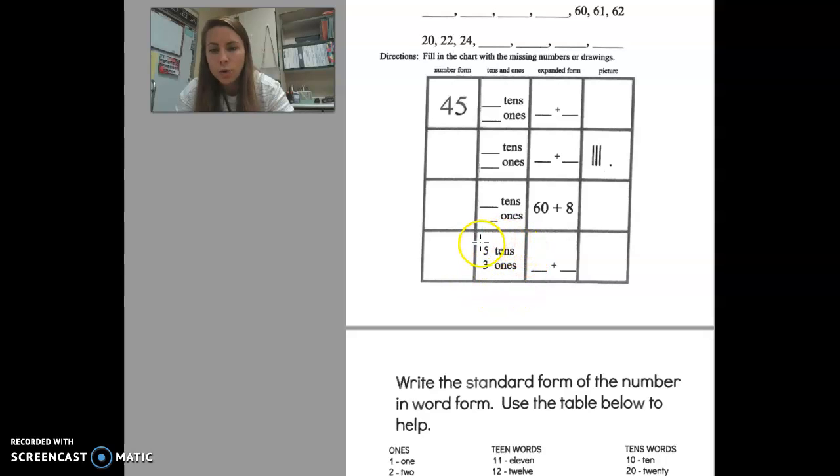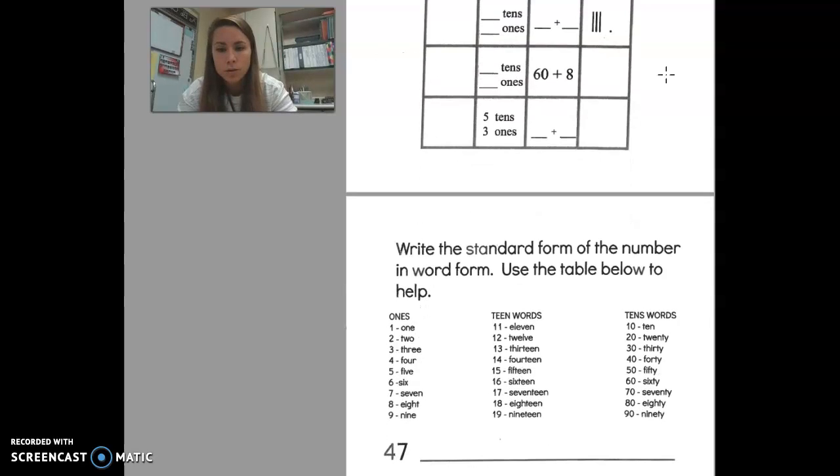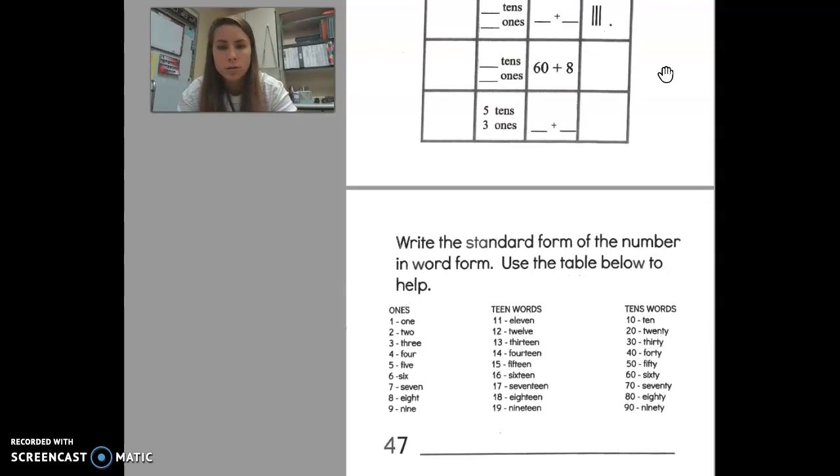On the last one, you're only given tens and ones. So based on what you see here for tens and ones, you have to fill in the number, the expanded form, and the picture. Every single one of these boxes should have something in it. So if there is a box that is blank with blank lines, then it is not totally finished. So make sure every box is filled in. Go ahead and pause it so you can complete your problem.